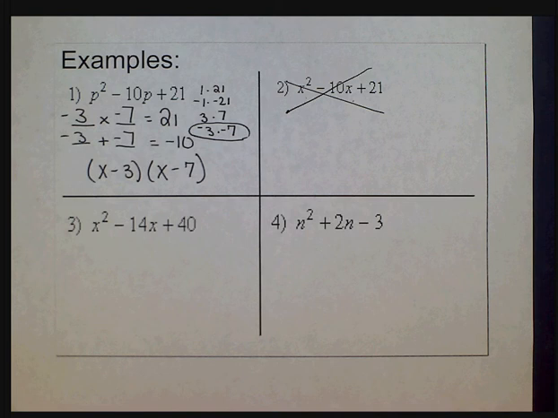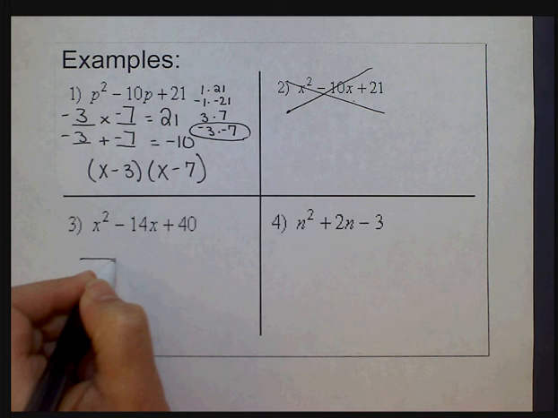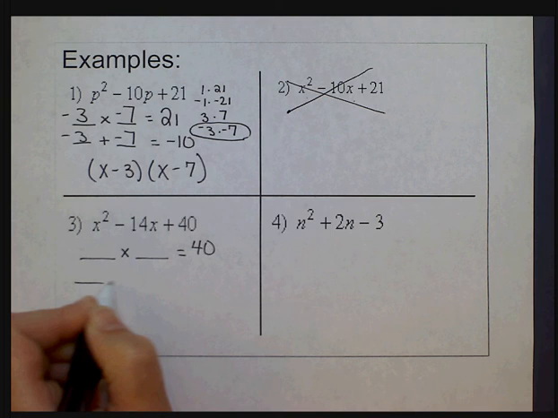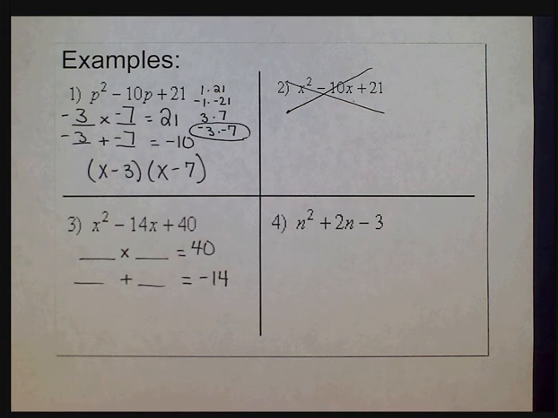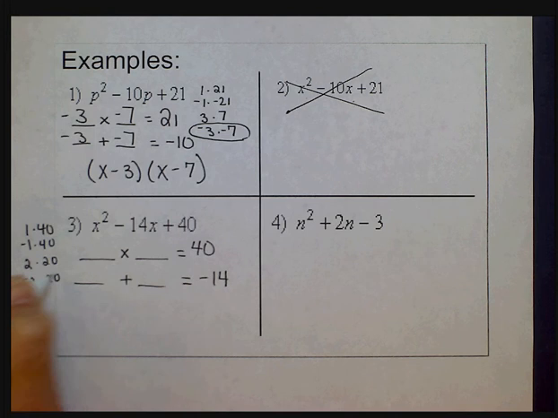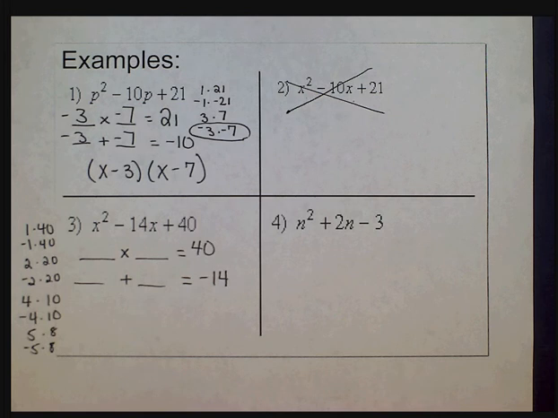We have x squared minus 14x plus 40. So I'm looking for two numbers that multiply to give me my constant of 40, and then the same two numbers to add together to give me negative 14. So I list all the ways that I can make 40. I got 1 times 40, negative 1 times negative 40, 2 times 20, negative 2 times negative 20, 3 won't divide it, 4 times 10, negative 4 times negative 10, and 5 times 8, and negative 5 times negative 8. So those are all the ways that I can make 40.